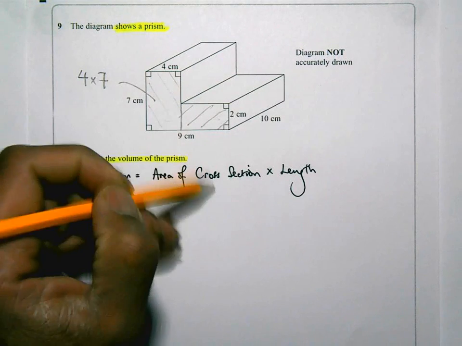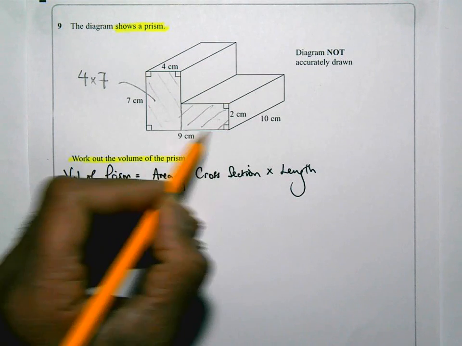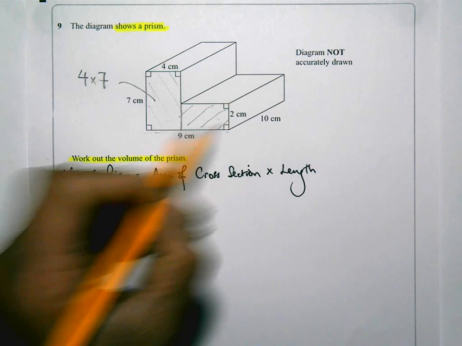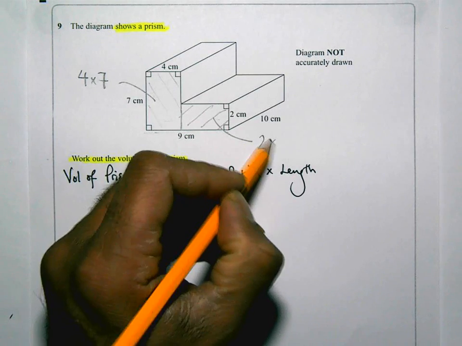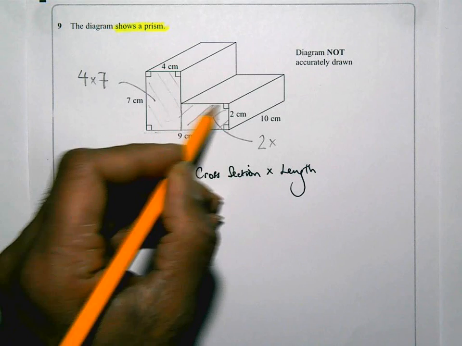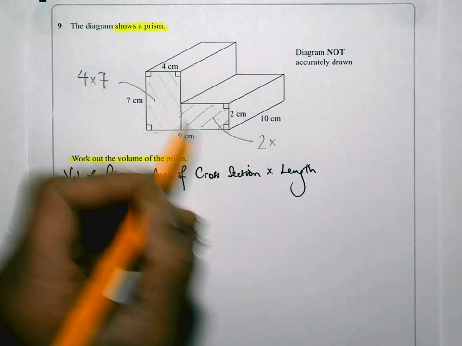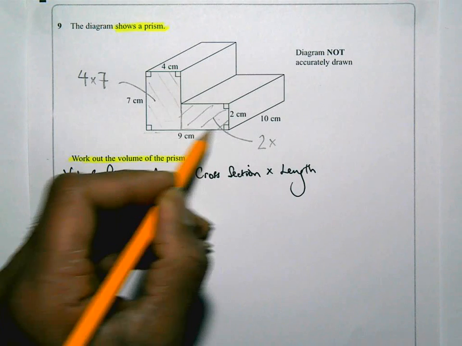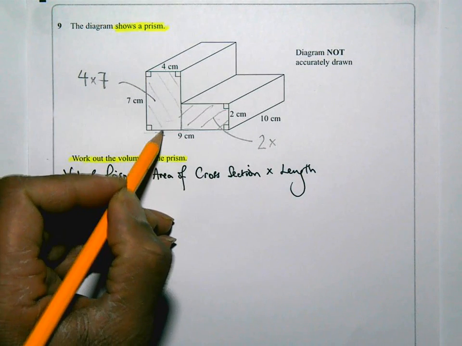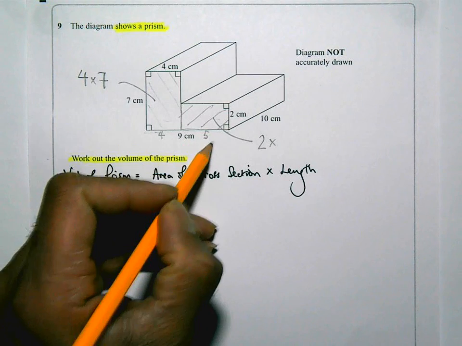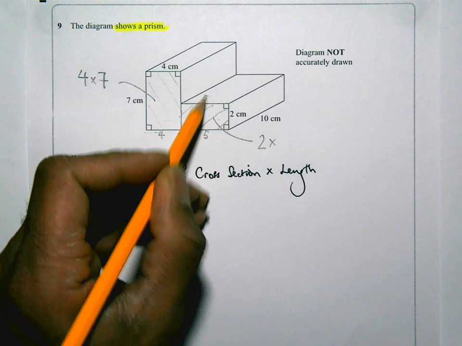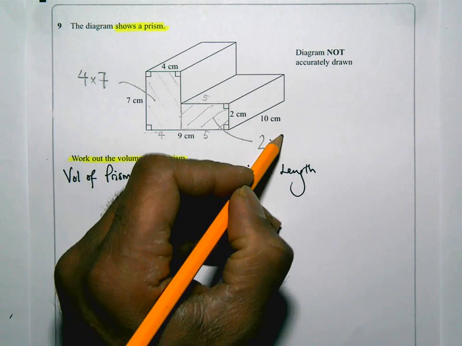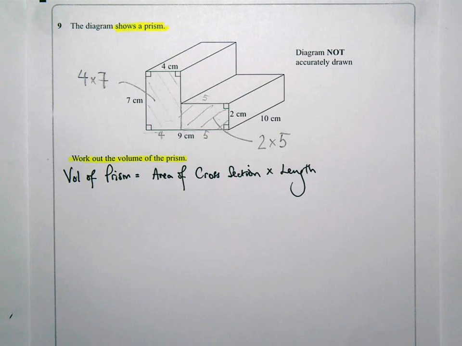Now, this distance all the way across is 9. I know this side here is 2, so when I'm working out my area, I'm going to do 2 times something. I need to work out what this distance here is. That is exactly the same as this distance at the bottom. That's 4, so this here must be 4. 4 add 5 is 9, so the distance across here and at the top here is 5. So to work out this area, it's going to be 5 times 2, or 2 times 5. Both of those calculations will give me the area of the cross-section.